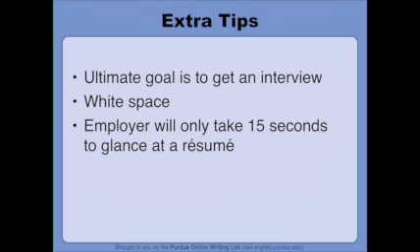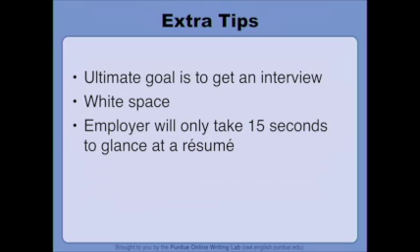Of course, your ultimate goal is to get an interview. When it talks about white space, remember, an employer is only going to take about 15 seconds to glance at a resume and decide whether they want to continue looking at it. So that's why it's so important that you use nice paper, that you follow the guidelines for which font to use. And please make sure you have someone read your resume for grammatical or spelling errors. This is very important because if there are misspelled words, that's going to say something to that employer.